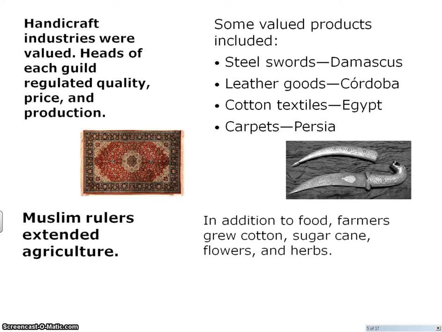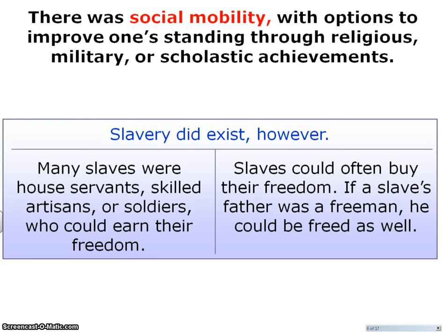Muslim rulers extend agriculture. In addition to food, farmers grow cotton, sugarcane, flowers, herbs, and a whole lot of other stuff. Okay, there was social mobility with options to improve your standing through religious, military, or scholastic achievements, but slavery is still there. Many slaves are house servants, skilled artisans, or soldiers who could earn their freedom, and they could often buy their freedom. If a slave's father was a freeman, he could be freed as well.